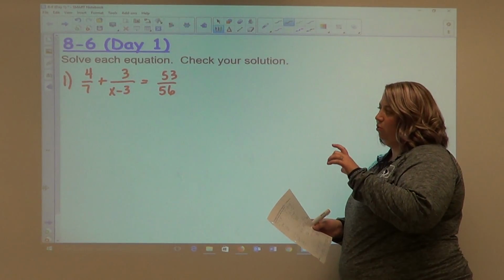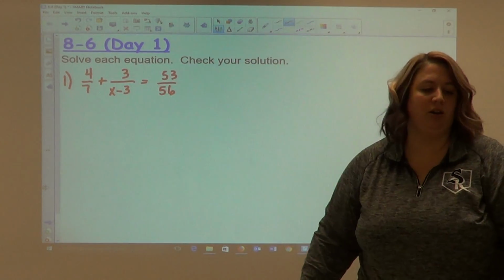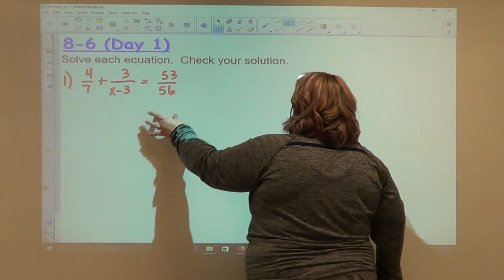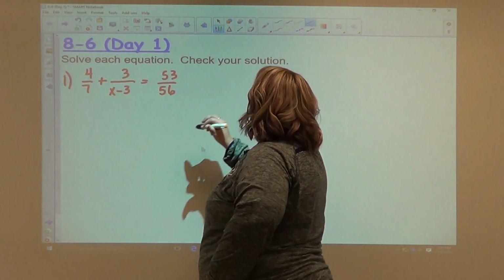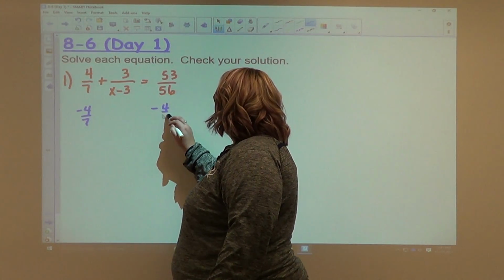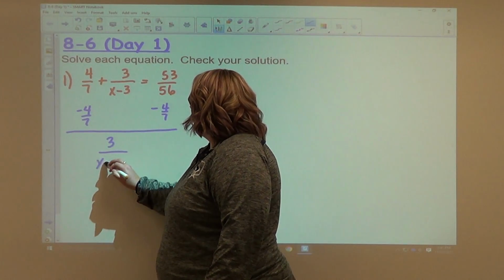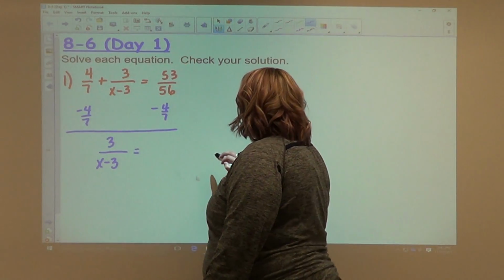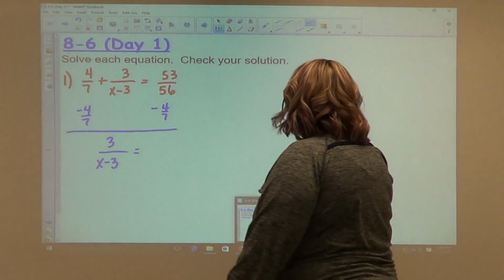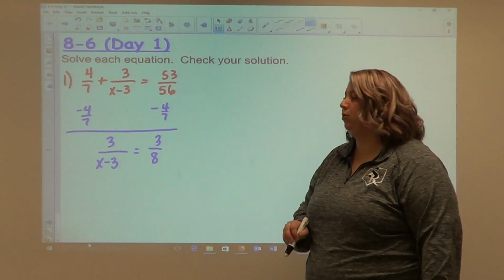Well, this is an example of where you could get it to be one fraction equals one fraction, because you have two that are just numbers. So what I can do is move the 4/7 over here, and by doing that I would subtract it. So then I would have 3 over x minus 3 equals 3/8.